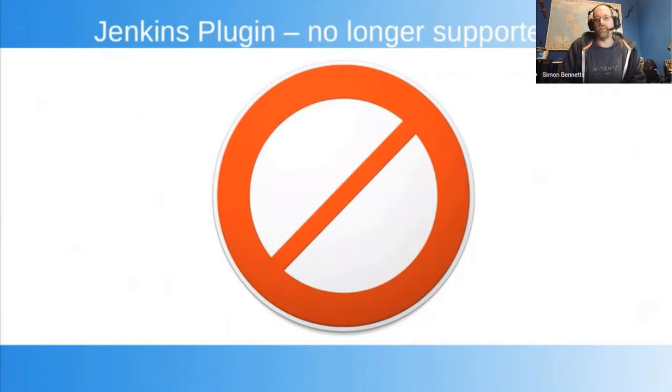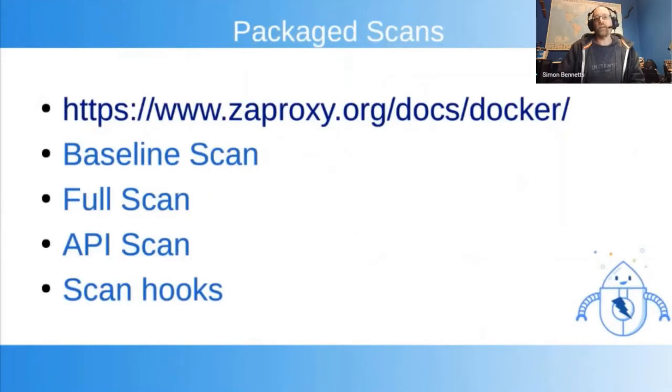Now, despite how the documentation appears at the moment, the ZAP Jenkins plugin is no longer supported, and we do not recommend its use. The way the documentation works has been changed, and we are in the process of updating that. So how do we recommend that you actually run ZAP in automation? One of the recommendations is what we call the package scans. The package scans are in Docker, in our Docker images.